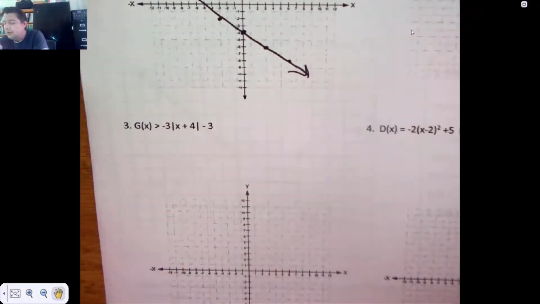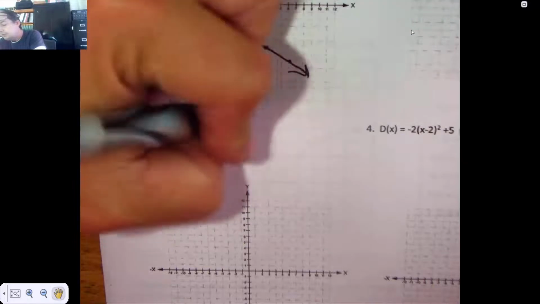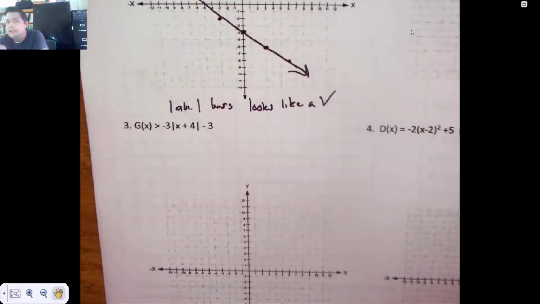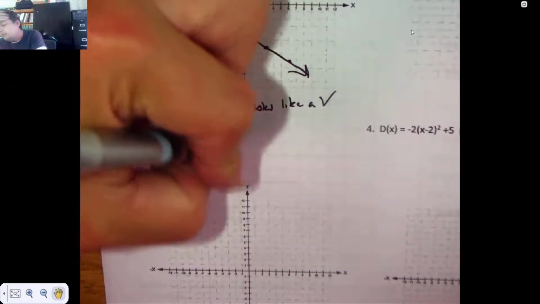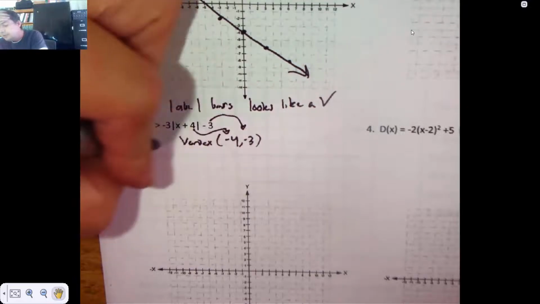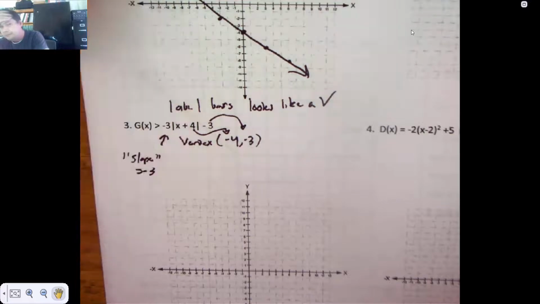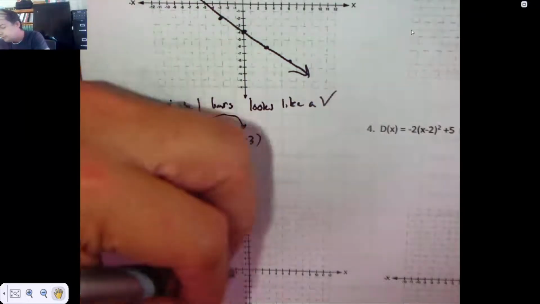This is absolute value. These are the absolute value bars. It looks like a V. That's what it looks like. It looks like a V. Its vertex is at negative 4, negative 3. Change sign, keep sign. Its slope is negative 3. And 80% of y'all probably got this right. But there's that 20%. Jesus loves you.